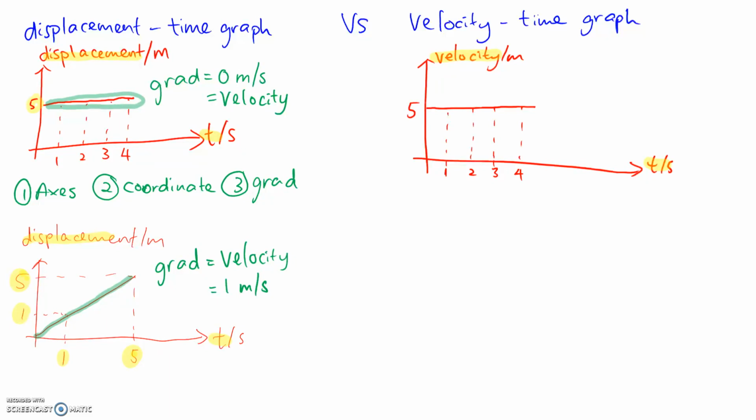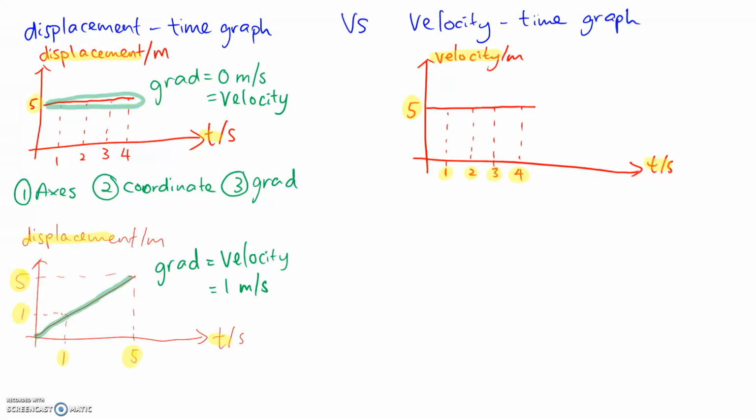So the y-axis, the value over here, 5, tells you the velocity, and the time on the x-axis tells you the time. And at that point in time, what's the velocity of the object?